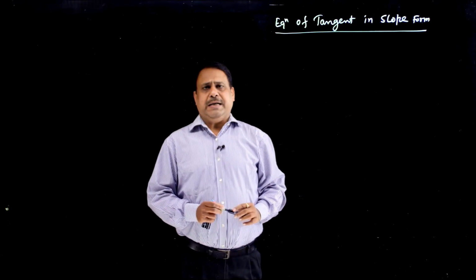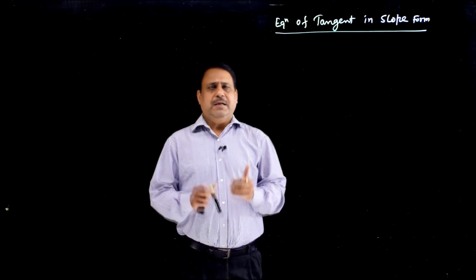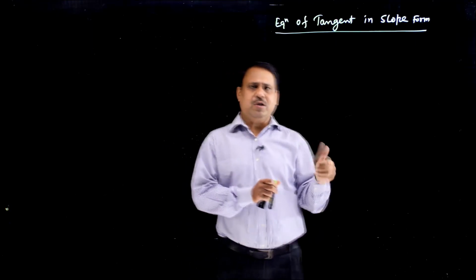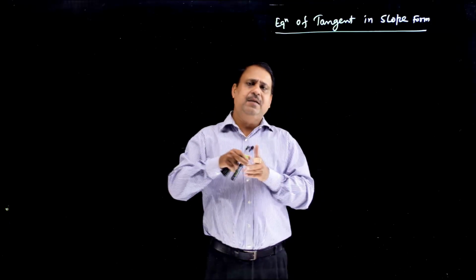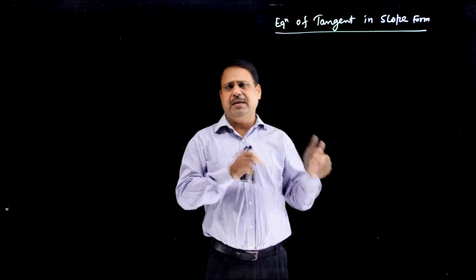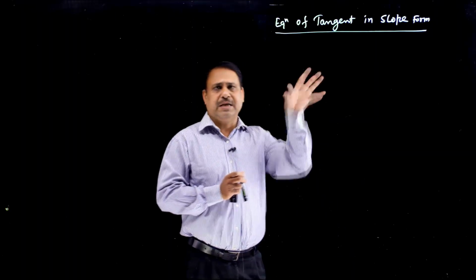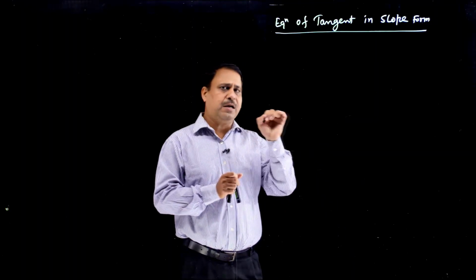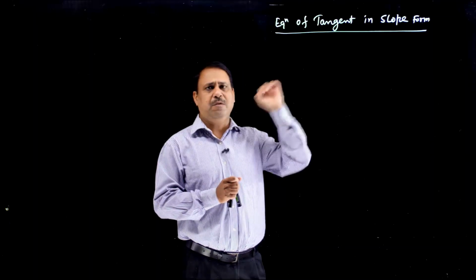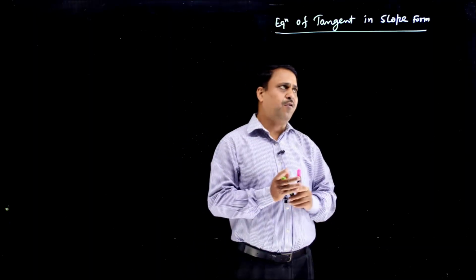That means when we are connected with the slope, tangents are perpendicular, or find the locus of a point where tangents intersect at 60 degrees, 30 degrees, 90 degrees, so many cases may come. Then we will use this concept. Somehow, if we are connected with angle or slope, then we will find the equation of tangent in slope form.